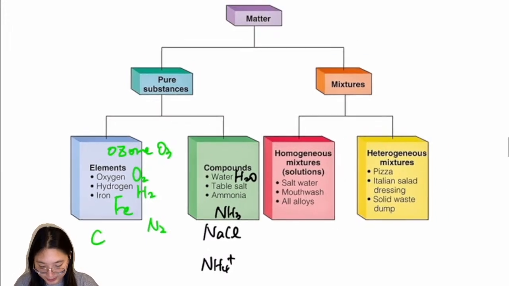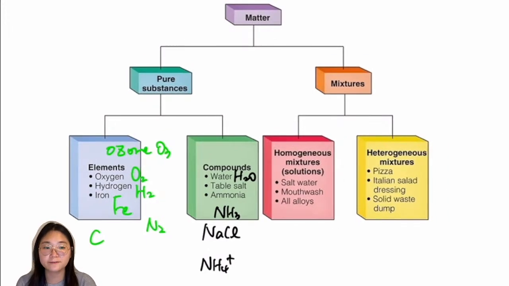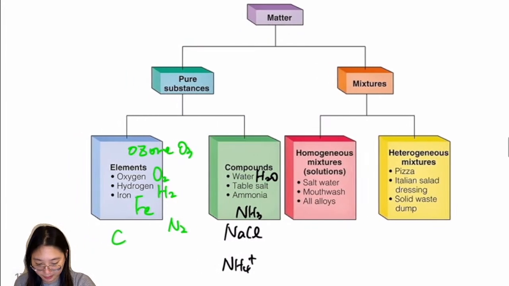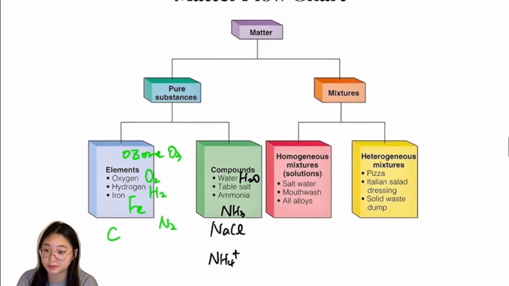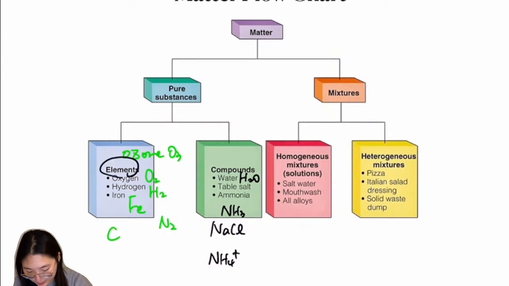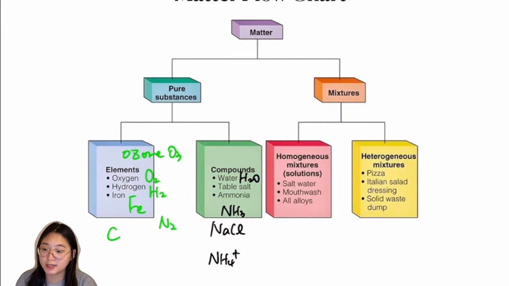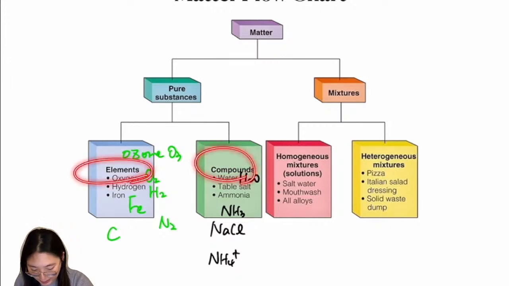Okay, and then next it's going to be the mixture. How we define a mixture is actually very easy. A mixture just means that when you have multiple pure substances mixed together, it's a mixture. It can be elements and elements, or a combination of compounds and compounds, or a combination of elements and compounds.